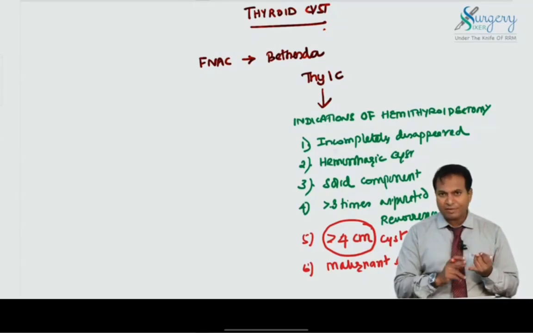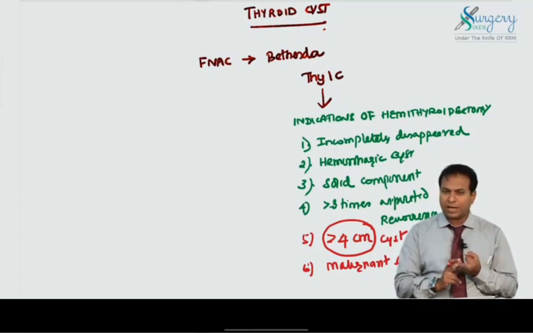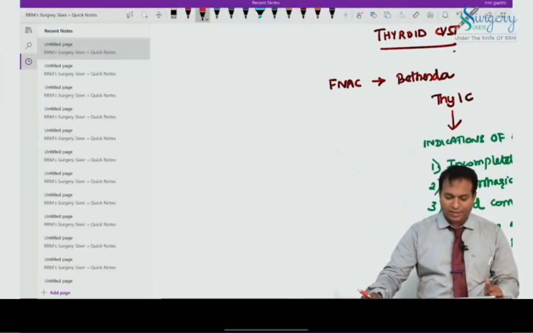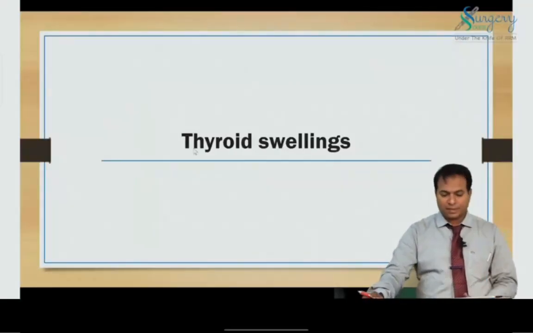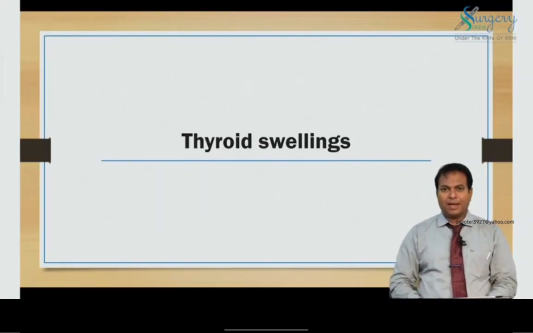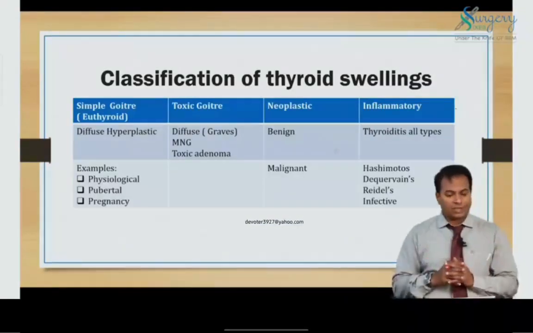Number 1, Graves' disease. Number 2, thyroiditis. Number 3, retrosternal goiter. Number 4, thyroglossal cyst. And number 5, thyroid cyst. So now let us see the PowerPoints. I'm uploading all the PowerPoints, and the images will be uploaded separately in the surgery 6 app, so don't worry. So what is the classification of thyroid swelling we discussed?